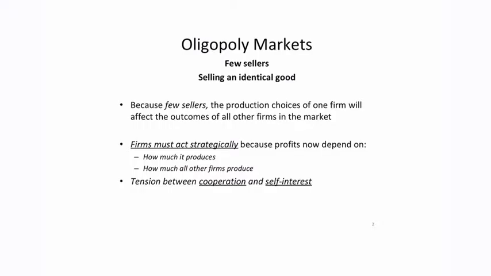But because each of the firms is faced with a tension between cooperation and acting in their own self-interest, many times the cooperation breaks down and the firms end up cheating and reaching a suboptimal production point that is below the monopoly outcome.